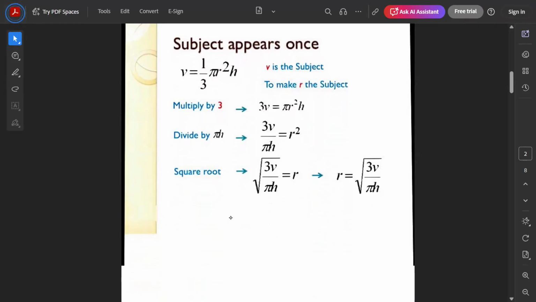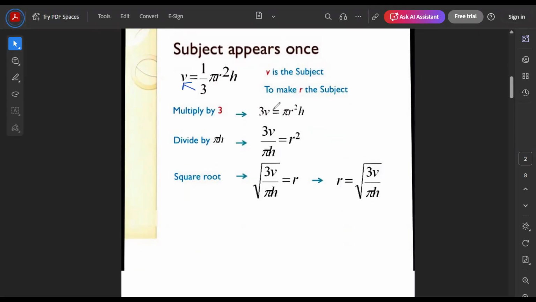V is equal to 1 over 3 pi r square h. In order to make r our subject, the 3 is dividing, so 3 goes and multiplies with v. It becomes 3v equal to pi r square h. Then pi and h go and divide, and then we take the square root to remove the square from r. And this is eventually our answer. R is equal to root of 3v over pi h.